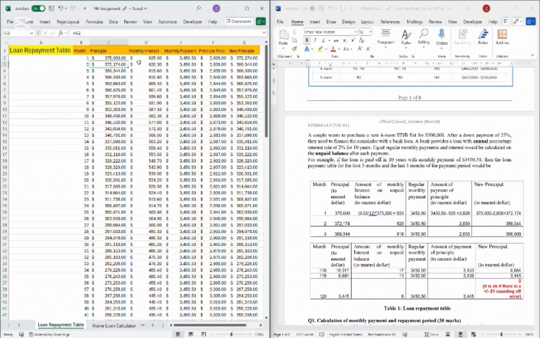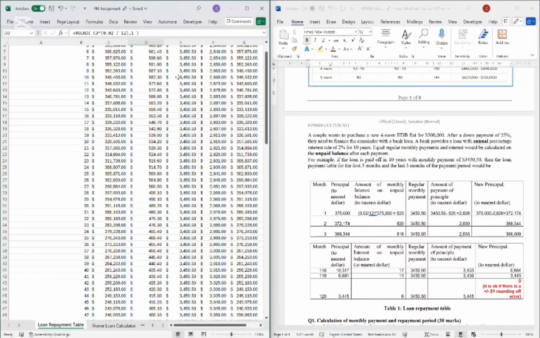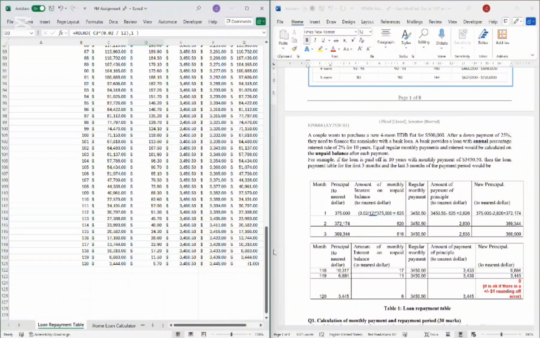For the next row, I've done the same, but I've rounded everything except for this. For the monthly interest, I rounded it to the nearest 1 DP. By doing so, I got a difference of minus $1, which is what we wanted here, negative $1.